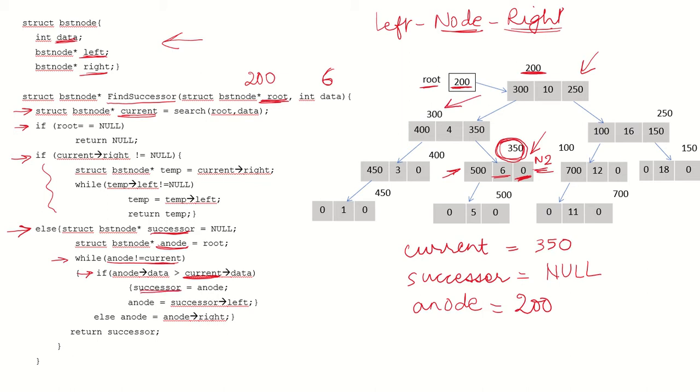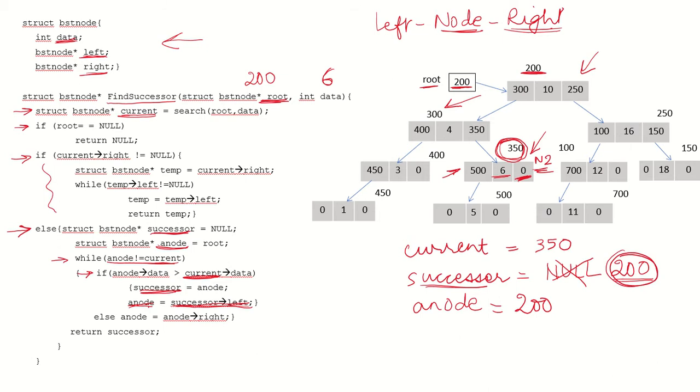So we will update the value of successor. Successor will be changed to anode. That means there is a possibility that our successor is this anode. So we are going to update the value of successor, and this will become equal to anode. And anode now we will update and go left. So successor arrow left. Currently this was the successor.